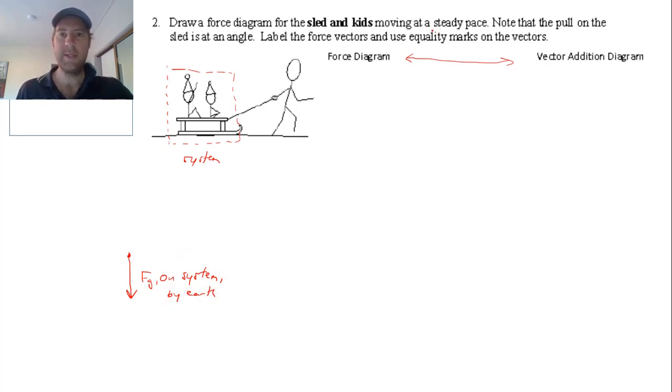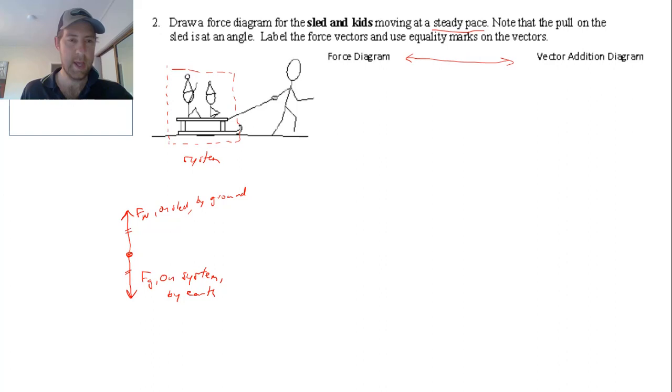They're moving at a steady pace. Now obviously I know what the answer is because I'm the teacher, but I'm going to go through probably what you're thinking here, and we'll explain what it means. You probably think, a normal force equal and opposite. That normal force, because it's a contact between the ground and the sled, is not on the system, it's on the sled by ground.